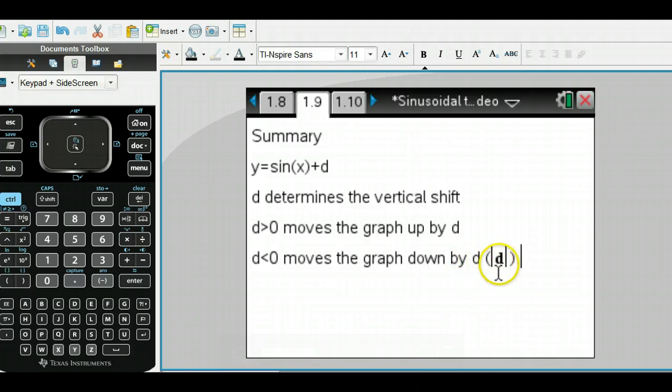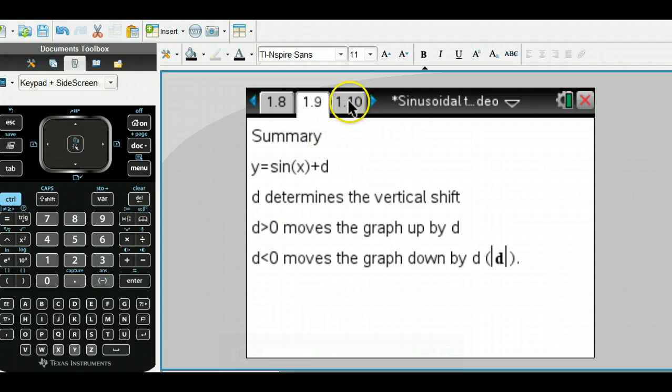I actually put the absolute value of d. It all depends how you talk about it. But if it moves it down 4, then it was negative 4 for your d value. So it all depends how you talk about it, but I think you get the gist there.